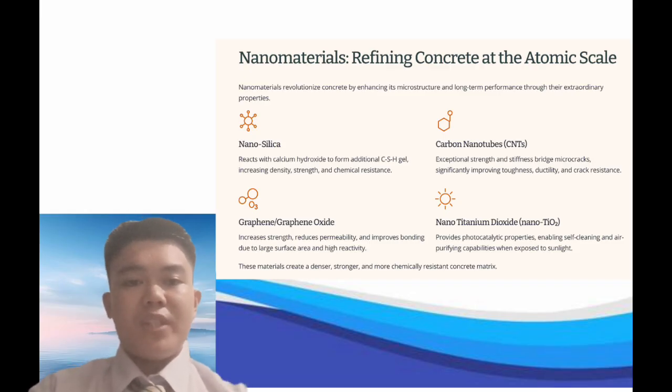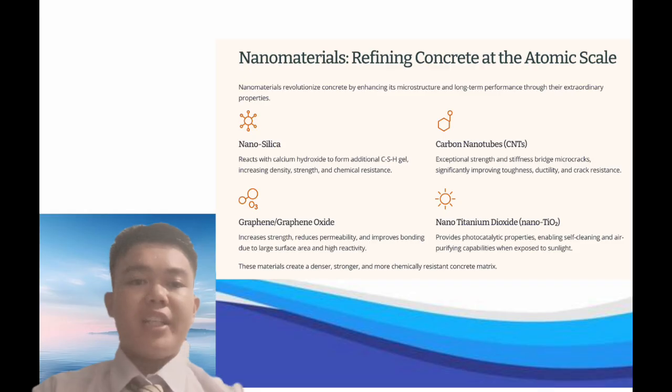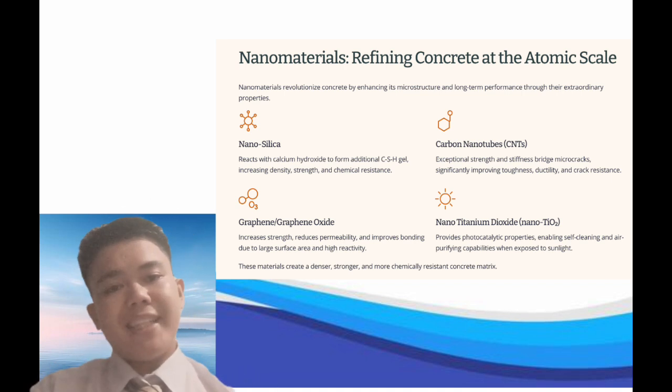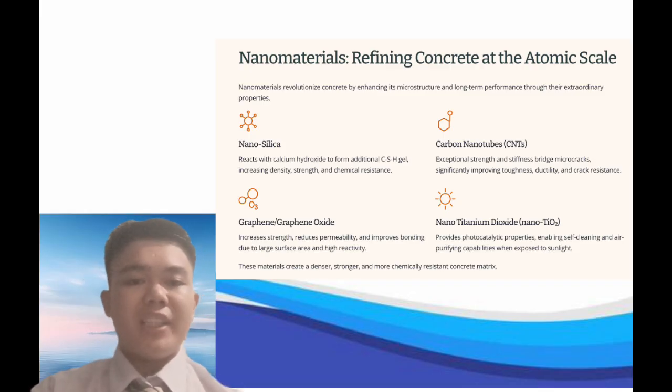Graphene oxide increases strength, reduces permeability, and improves bonding between hydration products because of its large surface area and chemical reactivity. Meanwhile, nano-titanium dioxide provides photocatalytic properties. When exposed to sunlight, it helps break down pollutants and organic matter on the concrete surface, giving the material self-cleaning and air-purifying abilities.